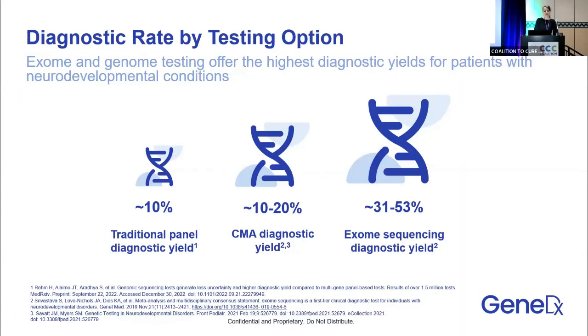So if you want to think about this even more, we've got it broken down by the diagnostic rate by each testing option. Traditional panels only yield about a 10% diagnostic rate. A CMA is about a 10 to 20% diagnostic rate, whereas exome sequencing or even genome sequencing, it's anywhere from 31 to even as high as 60%. So your greatest diagnostic yield is going to be with a more broad approach.